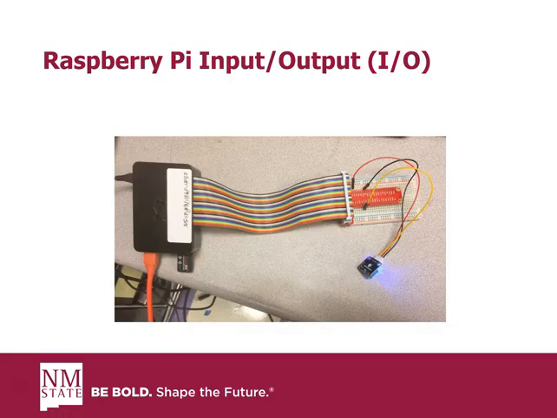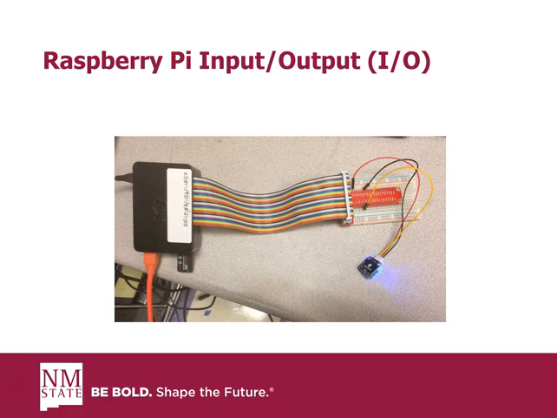This slide showcases the Raspberry Pi's ability to interact with the physical world through its I/O pins. As you can see in the image, we have a Raspberry Pi connected to a breadboard using a ribbon cable. This setup allows us to experiment with various electronic components. The ribbon cable connects the Raspberry Pi GPIO, which stands for General Purpose Input-Output pins, to the breadboard, providing a convenient way to connect sensors, actuators, and other devices.